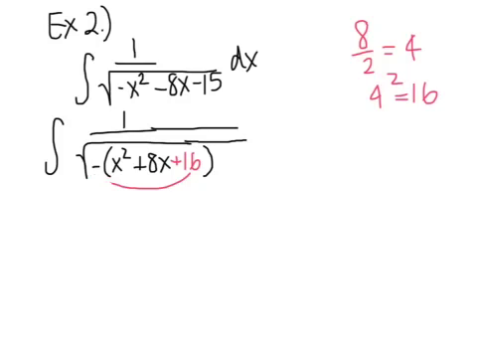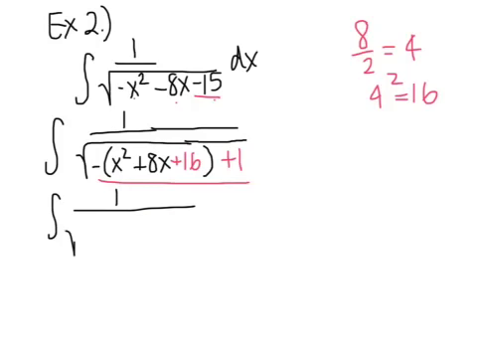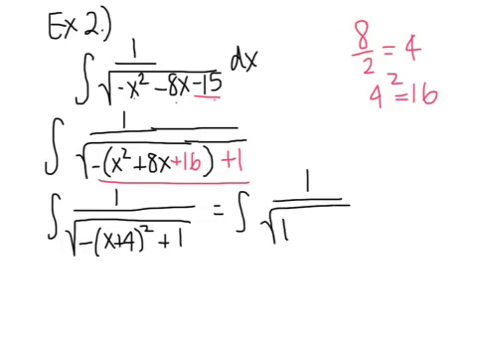And so if we wanted to have minus 15, and we currently have minus 16, we would need to add 1 here. That's going to give us, if we simplified all this out, negative x squared minus 8x minus 15. And so integrating that, that would be x plus 4, the quantity squared, plus 1, which I could rewrite as 1 minus x plus 4 squared.